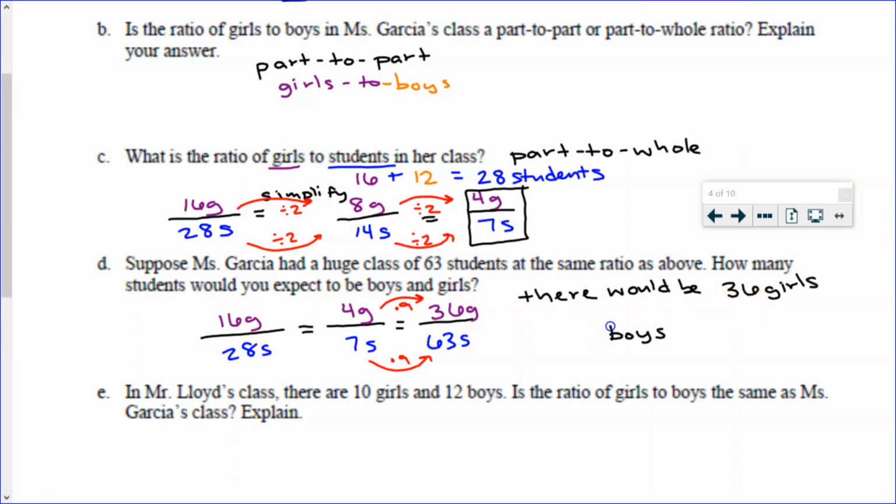If you didn't answer that yet, talk with your groups real quick. Should only take you 15 to 20 seconds. How can I figure out how many boys there are? Quick check-in. Ready, set, go.